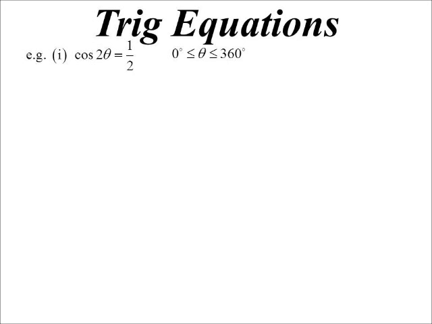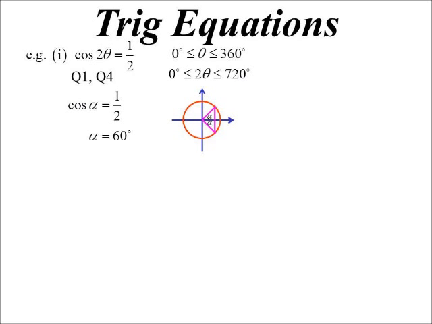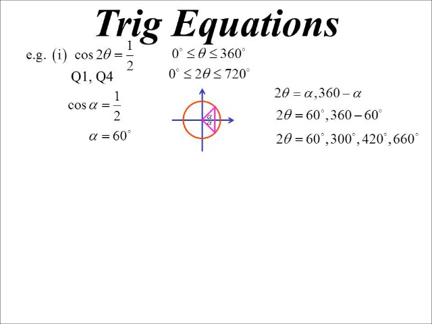And we said, oh, hang on, if we're looking for theta between 0 and 360, then I'll look for 2 theta between 0 and 720. And so we'll find our acute angle. We know we're in quadrants 1 and 4. The acute angle turns out to be 60 degrees. So I know that 2 theta in the first quadrant will be the alpha, or the 60 degrees.